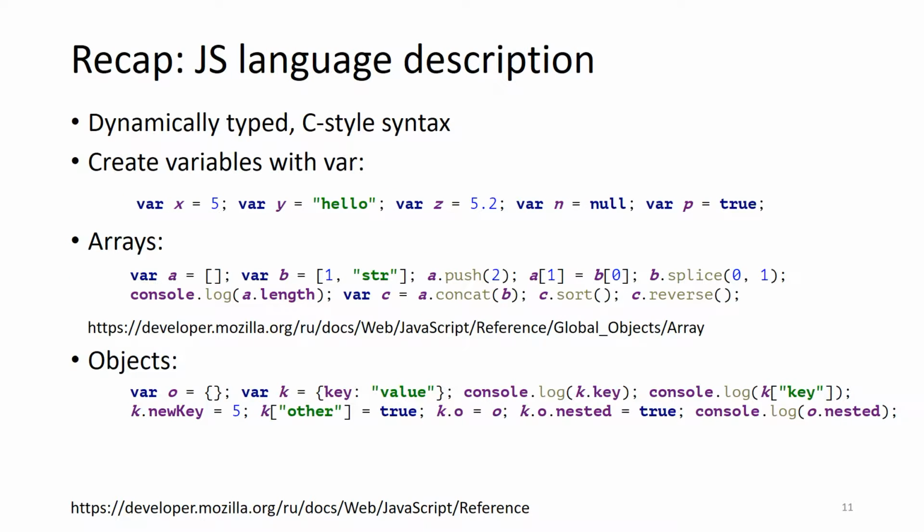JavaScript, as I said, is a dynamically typed C-style syntax language. This means that variables can change their types throughout code execution, and C-style syntax means basically that you have all the brackets and semicolons, etc., and all the same operators like and, plus, equals, and so on. We can create variables with the keyword var, we can create arrays with square braces, and we can create objects with curly braces.